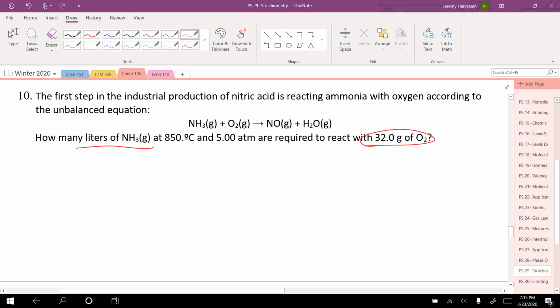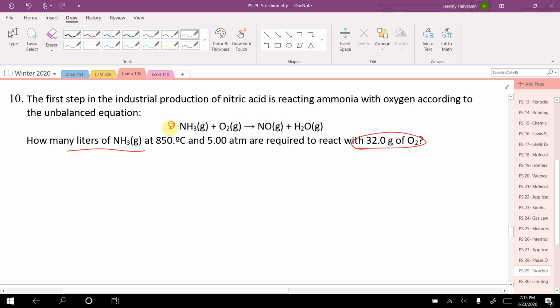1 nitrogen, 3 hydrogens, and 2 oxygens. So I'm going to do a 2 there, and a 2 there, and a 2 there, which now gives me 6 hydrogens. But that's now 5 oxygens and 4 oxygens there. That's not going to work, so let's double it again.